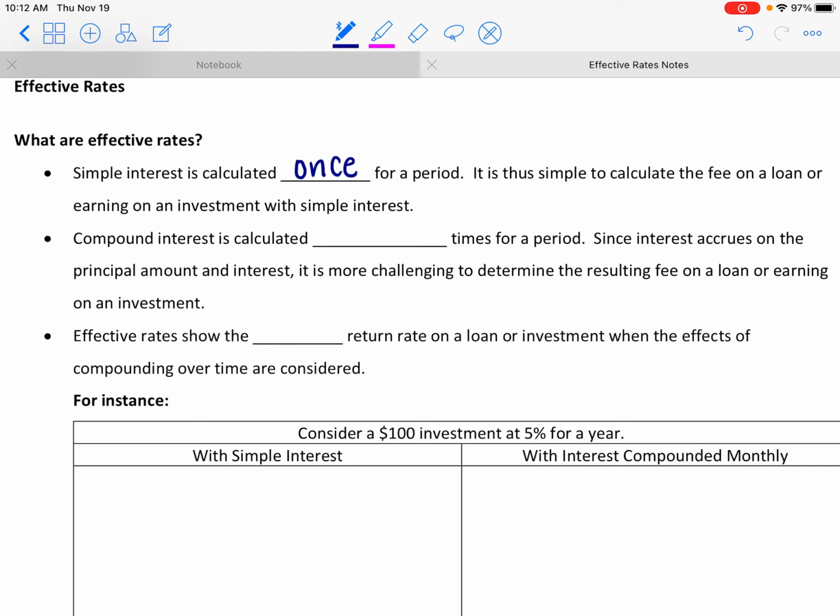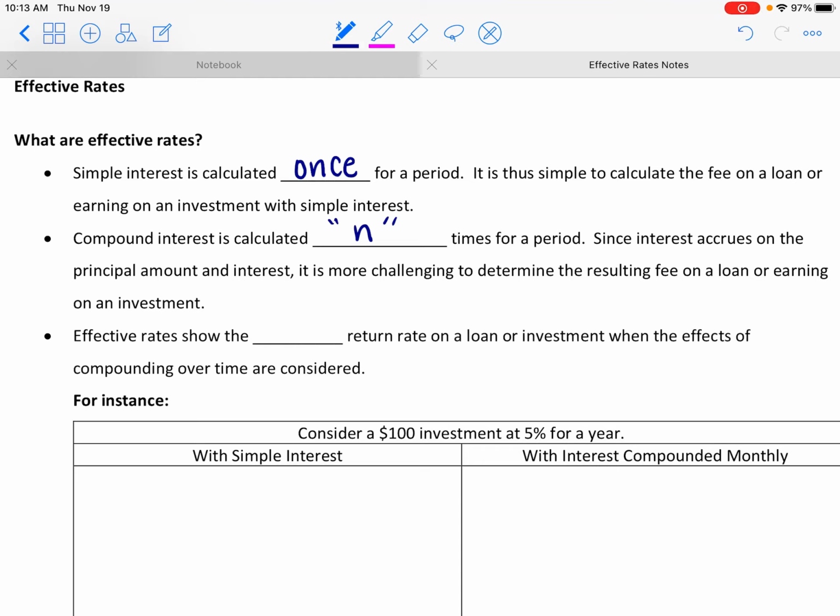If it's compound interest, then your interest is calculated, remember, n times over a period. So it could be monthly, daily, weekly, whatever that number of times can change. And each time the interest is calculated, you're calculating interest on the principal amount and the new interest that gets added in. So it's a little more challenging to determine the resulting fee on your loan or earning on your investment at the end of it all. Okay, so we do have a formula that calculates the final amount and we can figure out the interest. It's just a little more complicated, right?